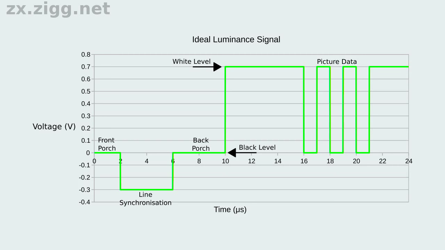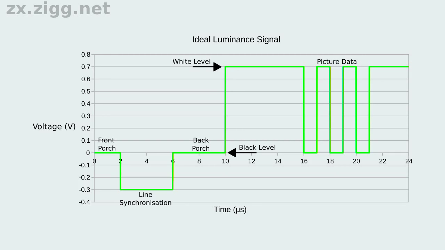Because each character dot produced by the ZX81 can only be black or white, the picture data part of the waveform steps sharply between the voltages that represent these two states. 0 volts being black, or the darkest shade the display is capable of, and 700 millivolts white, the maximum intensity possible. The example here represents a picture line whose left-hand part is white with three equally spaced black dots.